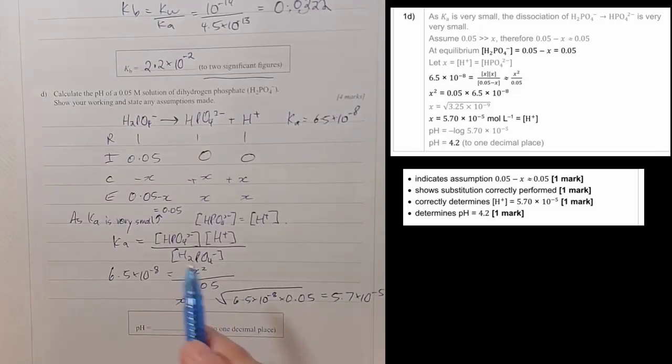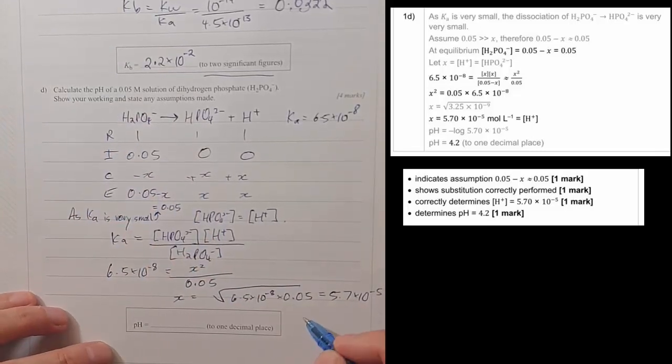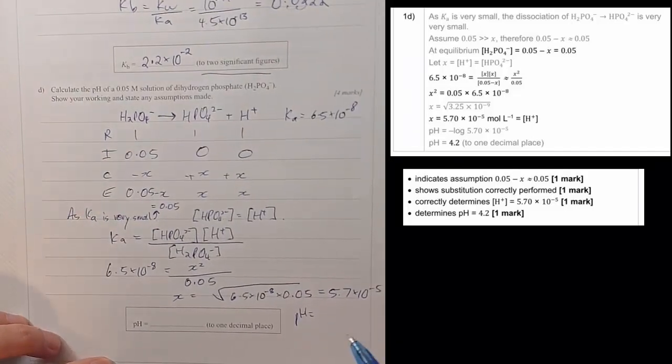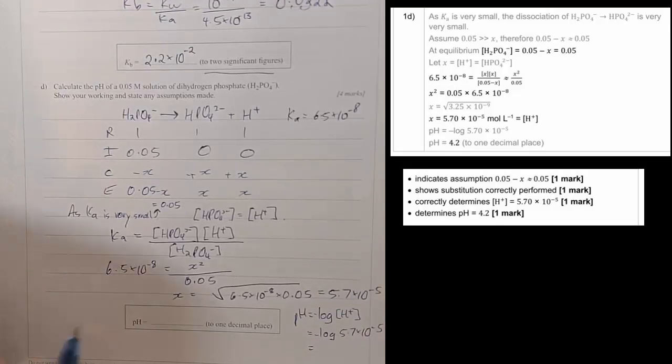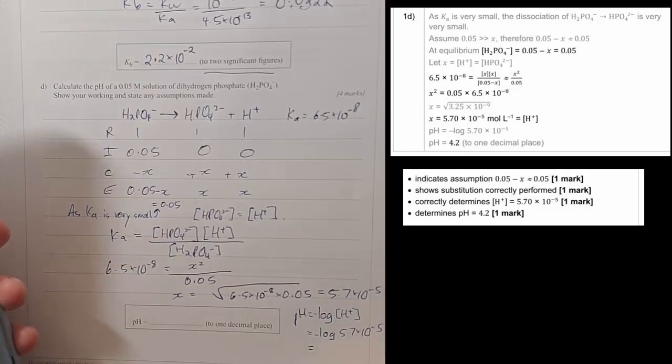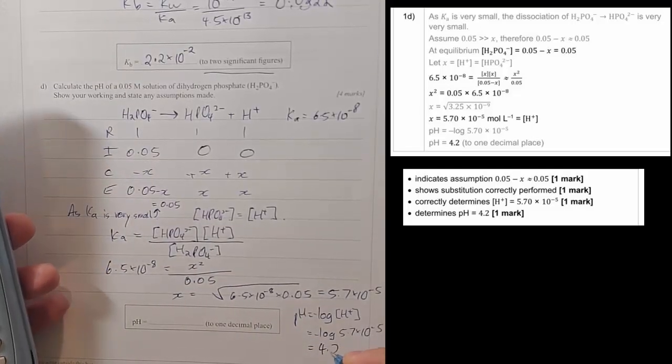All right, so that's the hydrogen ion concentration. So the pH equals negative log hydrogen ion concentration. So that equals negative log of 5.7 by 10 to the minus 5. And just type that in. And the answer there is 4.2.